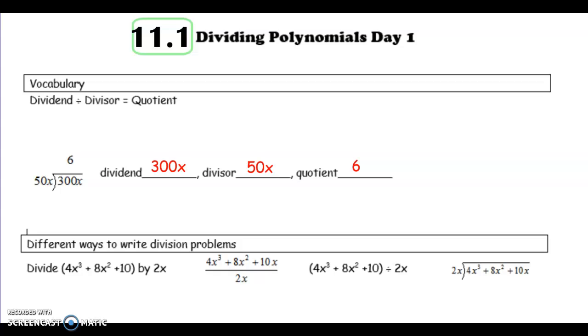You guys, chapter 11, you made it. It's the last chapter in algebra. We did go over this in class yesterday, but remember that the dividend is on the inside, the divisor is knocking on the door, and the quotient's always the answer to a division problem. You're going to see lots of different ways these division problems are written, and so I just wanted to make that available to you.